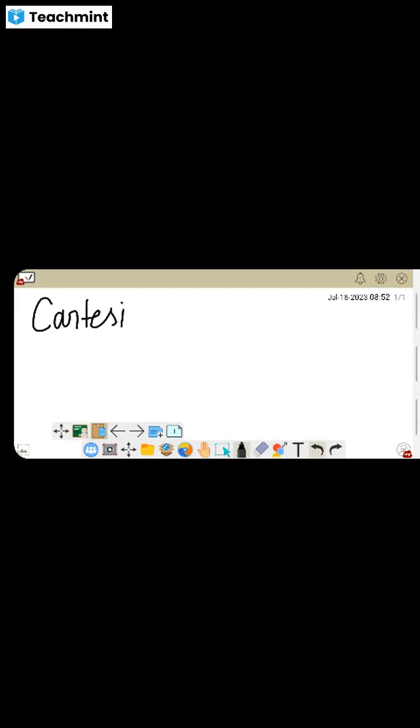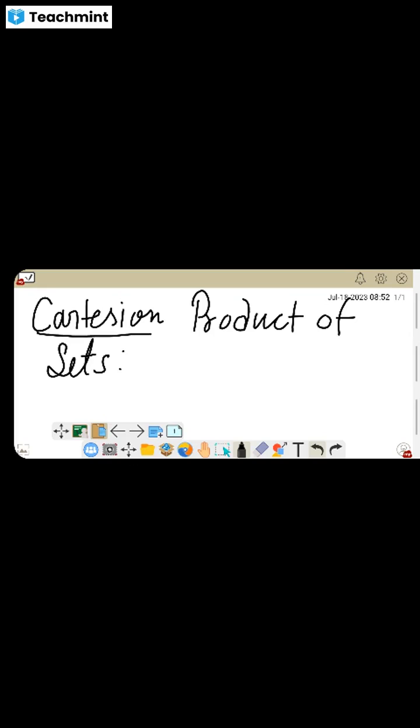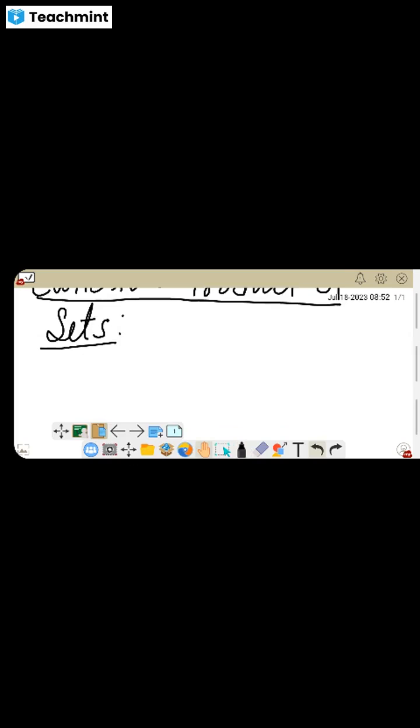Cartesian product of sets. So let us understand by using an example.